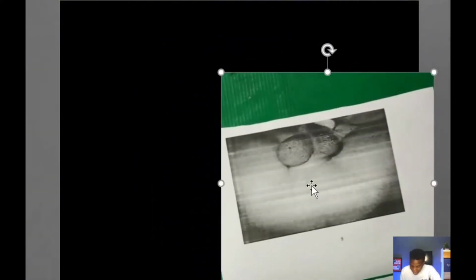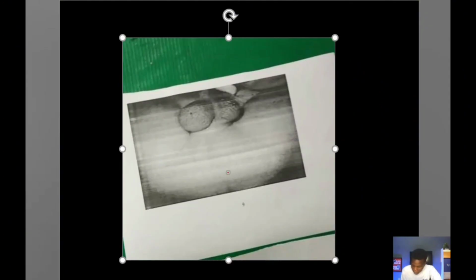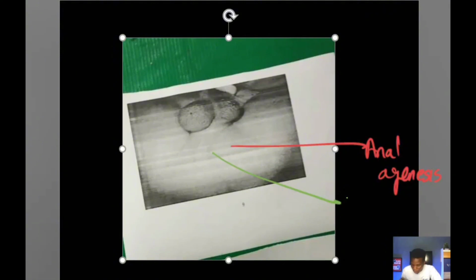The question could be, what is the condition? Imperforate anus or agenesis. And what is the embryological reason for it? Can you remind me? Failure of the rupture of the anal membrane. If the anal membrane fails to rupture, then the anus won't be formed. Agenesis, imperforate anus. Are we good with that?